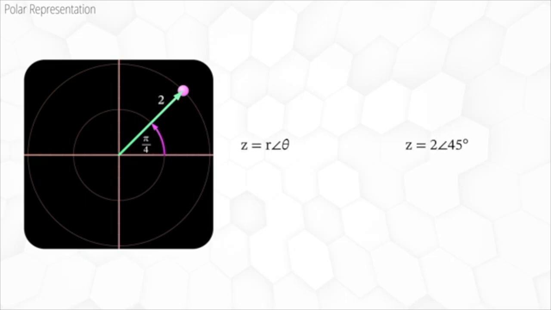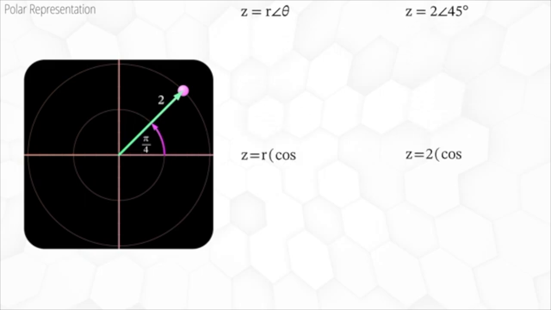Firstly, the angle form. z equals r angle theta. It is sometimes used as shorthand in some engineering fields, and it's quite uncommon in pure mathematics. Secondly, the full trigonometric form, z equals r times cos theta plus i sine theta. This form is a little cumbersome, but it has the advantage of explicitly showing the underlying mathematics.